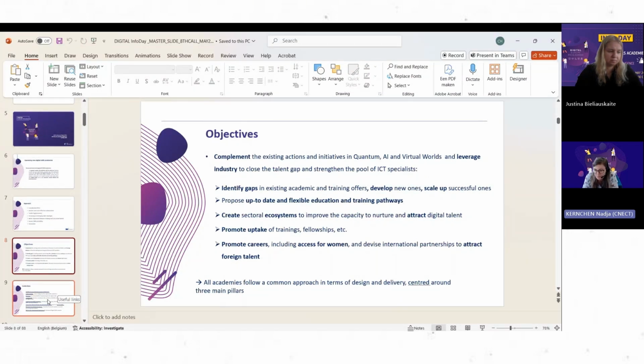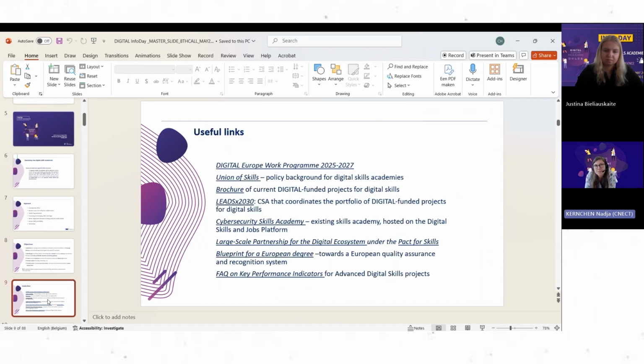I wanted to make a couple of general remarks also. So we've had a couple of questions already here and there about the question of governance. So what is the expected governance structure of the academies? We're not implying or proposing any specific governance structure. If you look at the Cybersecurity Skills Academy, for example, a couple of member states are currently exploring whether or not they can set up an EDIC to support the academy.